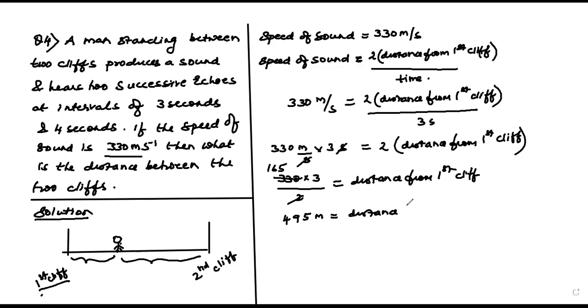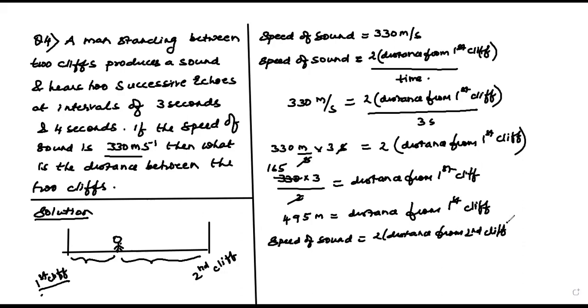Now, in the same way, I have to find the distance from the second cliff. The time taken for the sound to reach is 4 seconds. So what will it be, children? Speed of sound is equal to, I'm going to write it in short here, twice the distance from the second cliff upon time taken, okay, how much time it takes. So this is 330. 330 into 2 is 4 seconds.